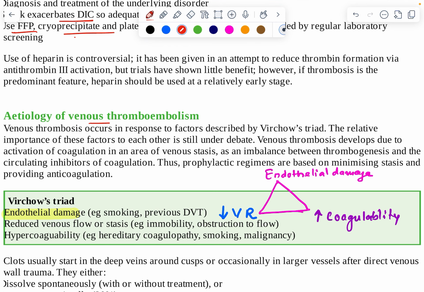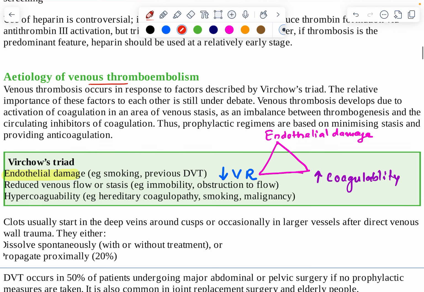Etiology of thrombosis: how venous thromboembolism occurs in response to factors. This is called Virchow's triad. There is endothelial damage because of smoking, previous DVT or something. Smoking is the main factor causing endothelial damage, along with changes in venous flow or venous return. This is venous stasis.